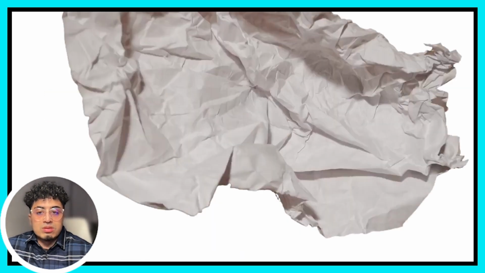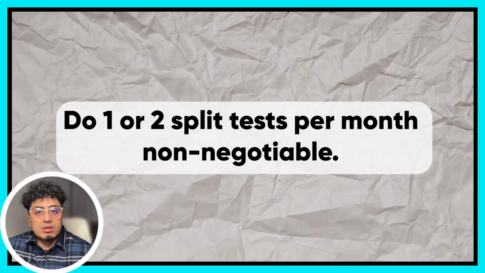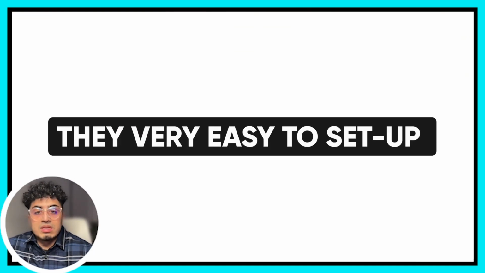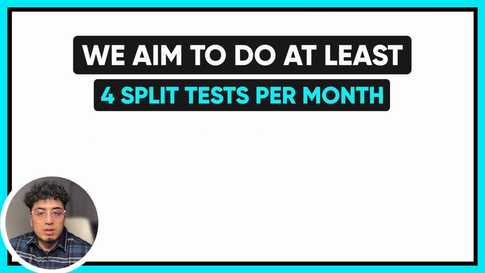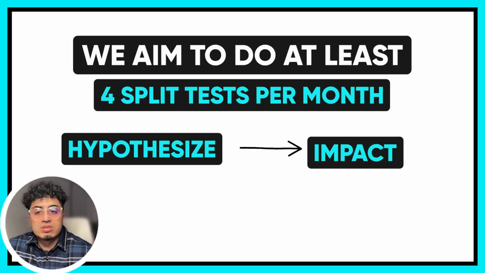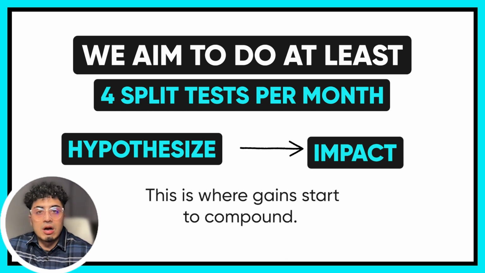Here's your prescription. Do 1 or 2 tests per month, non-negotiable. This is a very easy setup. We aim to do at least 4 split tests per month, typically going down the line of items we hypothesize to have the most impact. This is where gains start to compound.